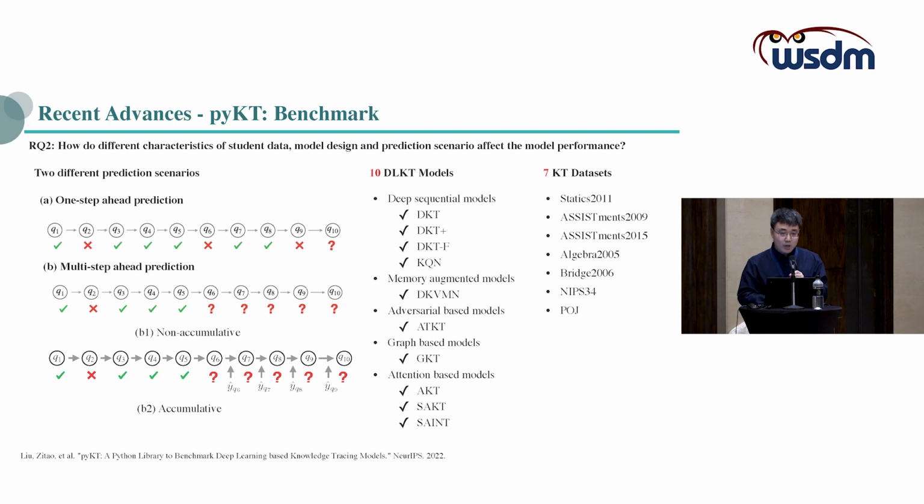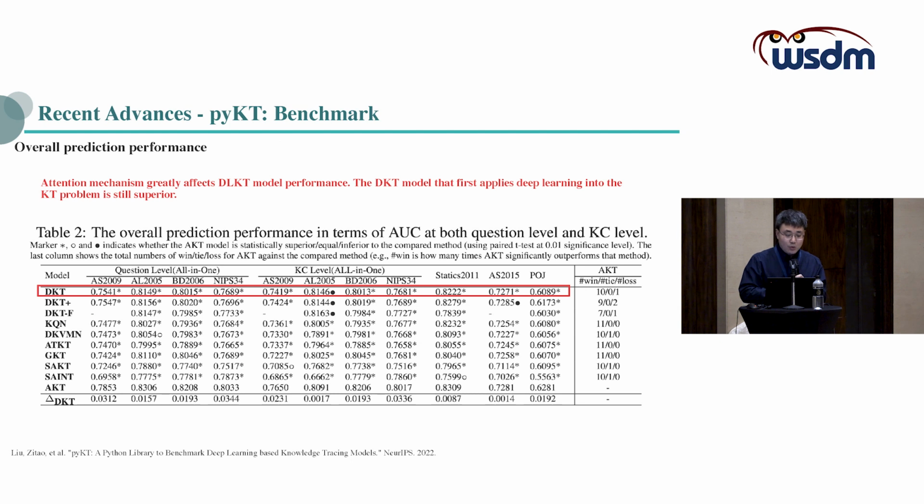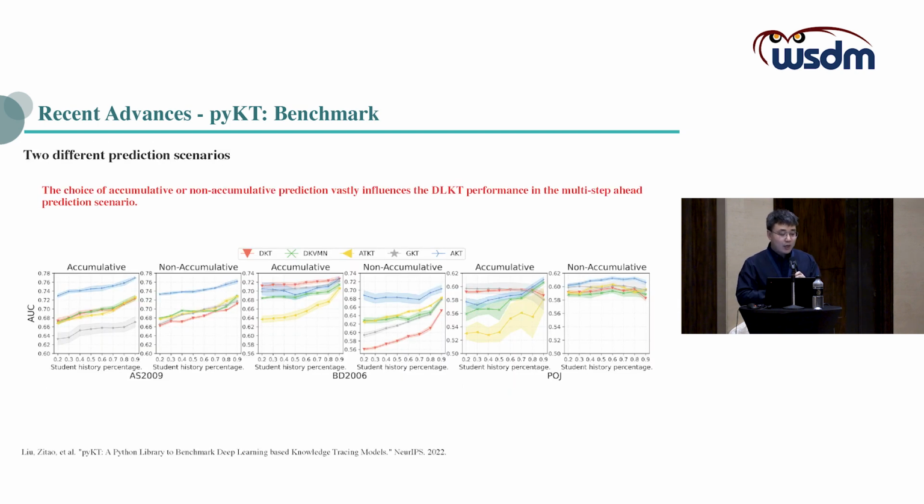So our team implemented the models and ran them on 7 KT datasets with 5-fold cross validation. Here is our result. We found that the attention mechanism greatly affects the model performance. And the DKT model, the first to apply deep learning to the KT problem, is still superior. And we also found that the choice of accumulating or not accumulating predictions vastly influences the DKT performance in the multi-step prediction scenario.